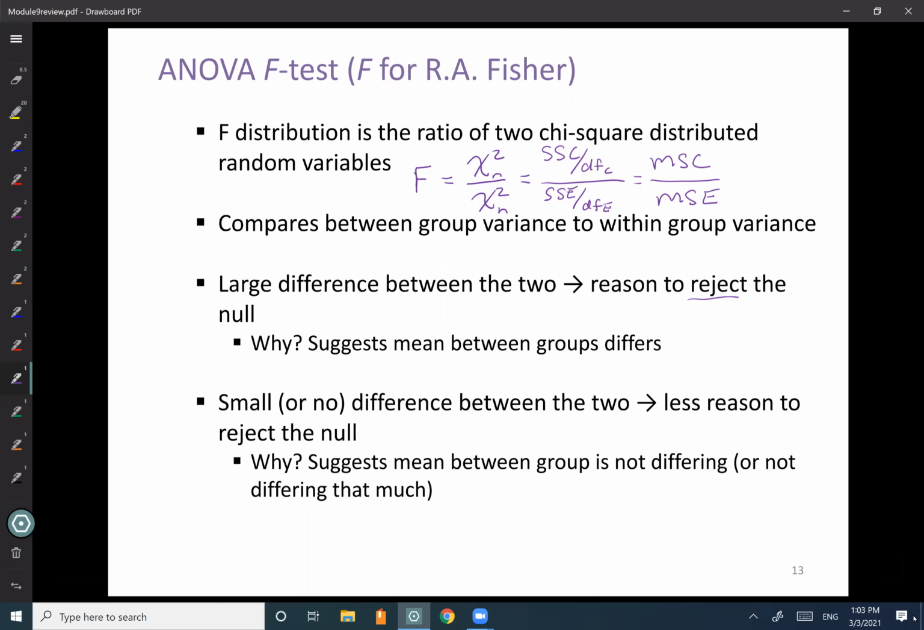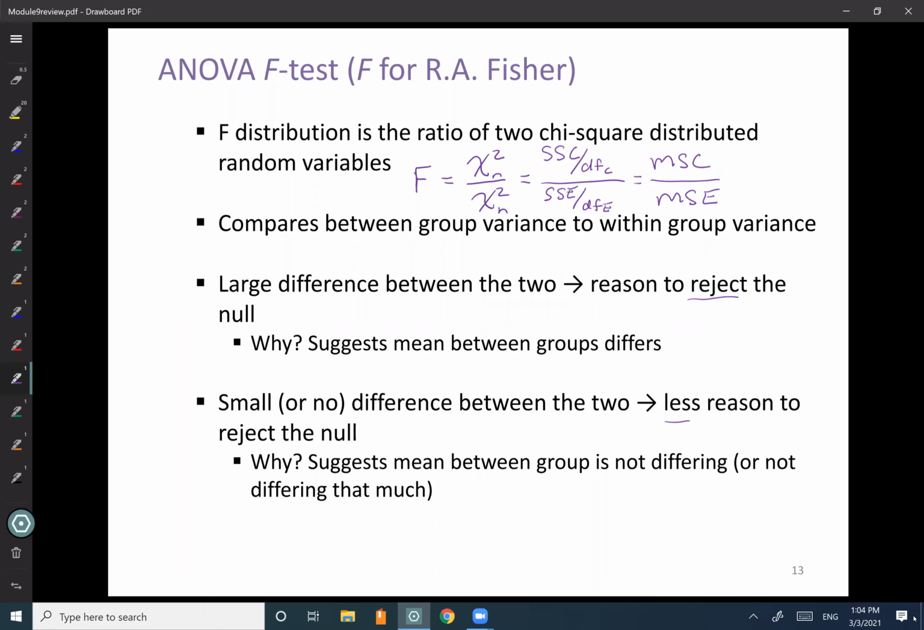If the ratio is small, no difference would be the ratio equals 1. So MSC divided by MSE equals 1, that would be no difference, right? They would be exactly the same if you divide them. Or a small difference between the between group variance and the within group variance, the numerator and the denominator, then we have less reason to reject the null. Why? Because this suggests the means between the groups are not differing, or not differing that much.